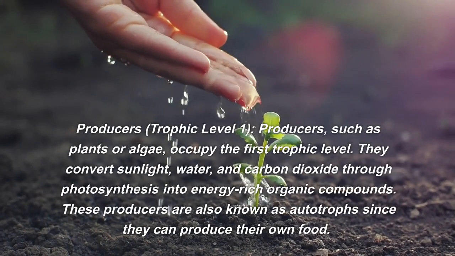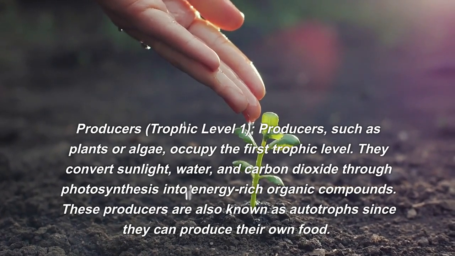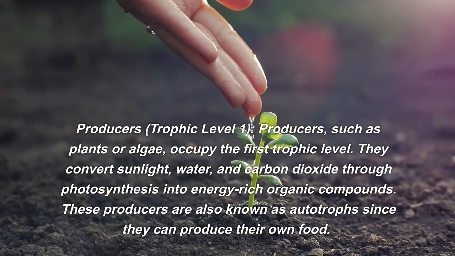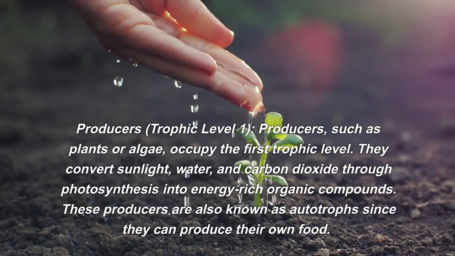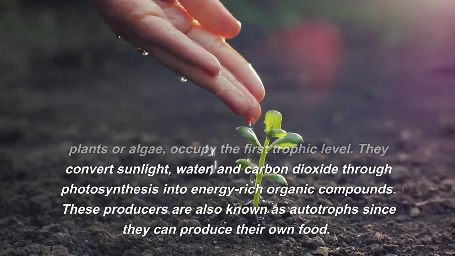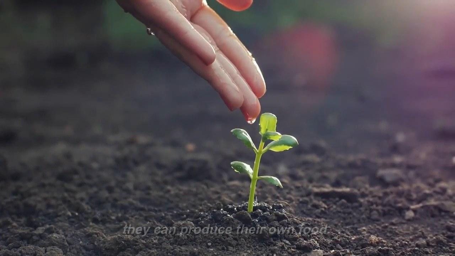Producers, trophic level 1. Producers, such as plants or algae, occupy the first trophic level. They convert sunlight, water, and carbon dioxide through photosynthesis into energy-rich organic compounds. These producers are also known as autotrophs since they can produce their own food.